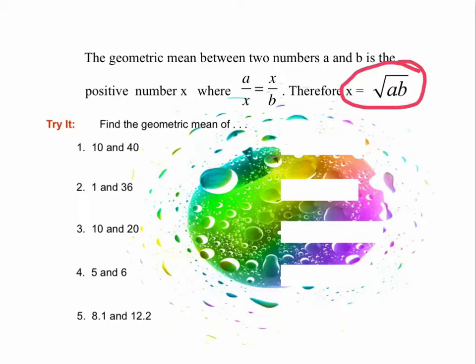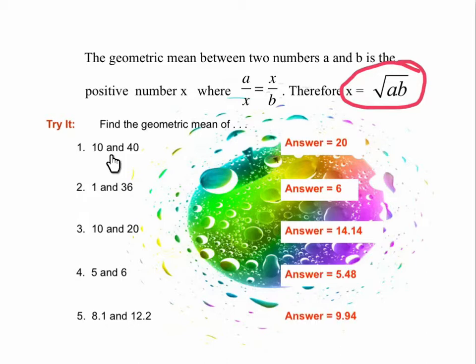Okay, I'll assume that you tried to do problems 1 through 5 on your own and figure out what the geometric mean is. Let me reveal the answers to you. There you go. The geometric mean between 10 and 40 for number 1 would be 20. For number 2 would be 6. Between 10 and 20 would be 14.4. 5 and 6 would be 5.8. And 8.1 and 12.2 would be 9.4. And notice you should be using a calculator to help you out with the decimals and do the quick calculations.